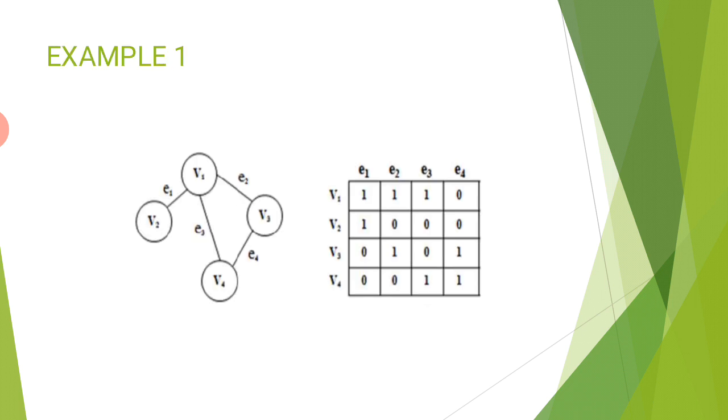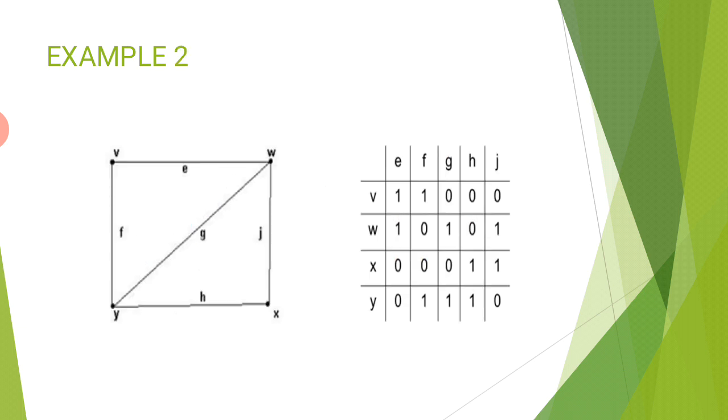For example, we can take the four vertices V1, V2, V3, V4 and four edges E1, E2, E3, E4. We can plot them row wise as well as column wise. V1 is incident with E1, the value is 1. V1 is incident with E2, the value is 1. V1 is incident with E3, the value is 1. V1 is not incident to E4, the value is 0. Like this, we can find all the values in the matrix. So, we get the incidence matrix for the given graph G.